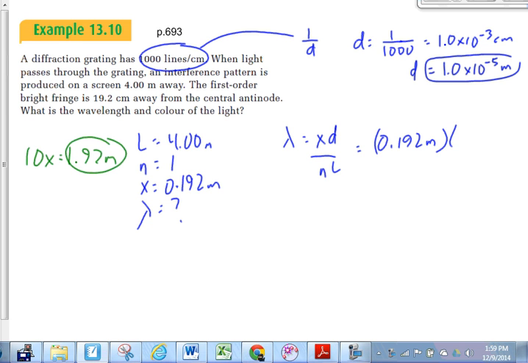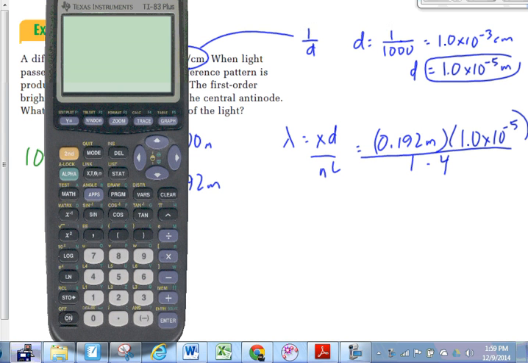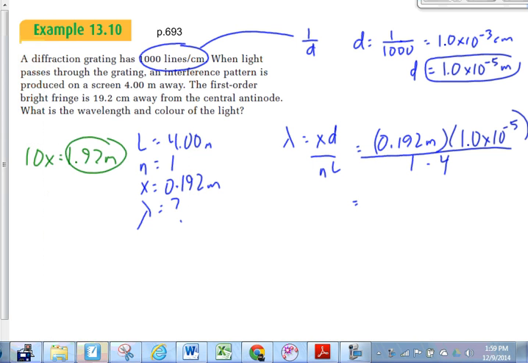Okay, we have d now, right? We're given the value of 1 over d. We found d from that. n is, what was the value of n? 1 times L, which was 4. So let's do the math on this one. 0.192 times 1 times 10 to the minus 5 divided by 4. Again, we get 10 to the minus 7, which we expect to get. It's almost always going to be 10 to the minus 7.